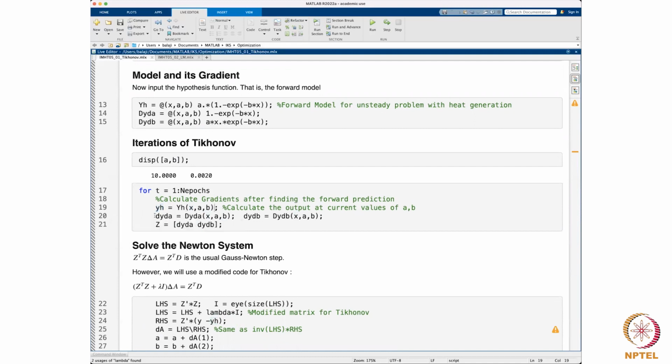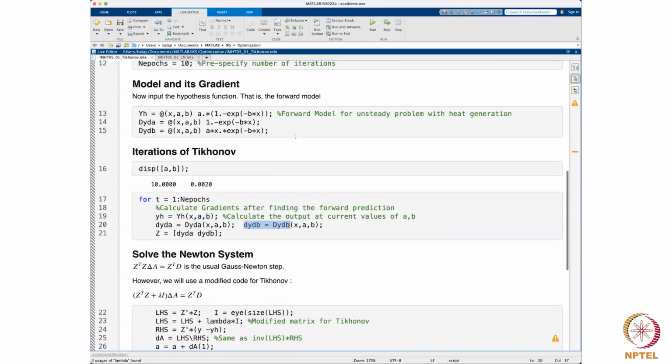So once you do that, you can also find out the gradients. So the Jacobians we calculate, same as Gauss-Newton, which you should remember from last week. Del y hat del A and del y hat del B, which we have already stored here. Then we create this matrix Z, which is what lets us solve the Newton system. The derivation was there last time. I also showed you not really a derivation, but a semi-derivation for Tikhonov and Levenberg-Marquardt this week. So here is the Newton system, Z transpose Z times delta A equal to Z transpose D, where D is the error, or the difference between what your prediction is and what the actual value of Y is at those points.